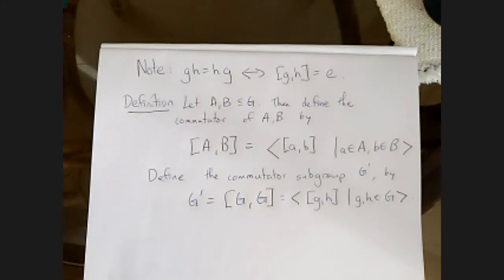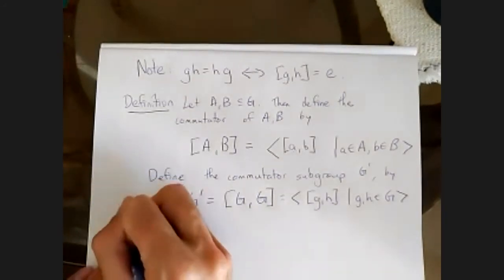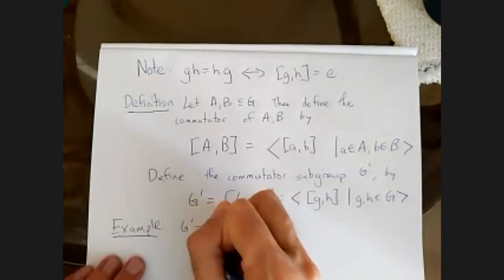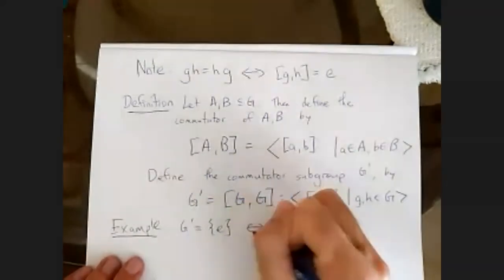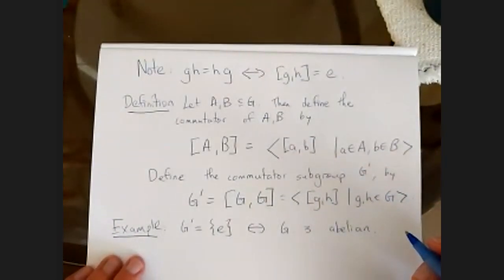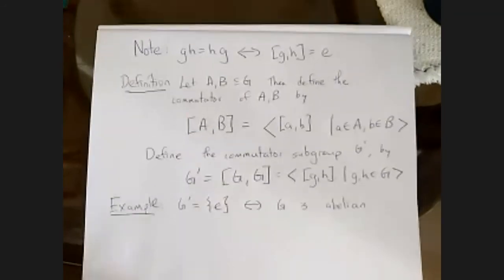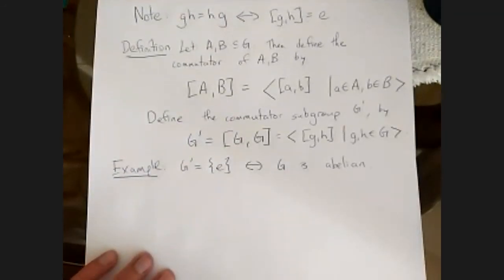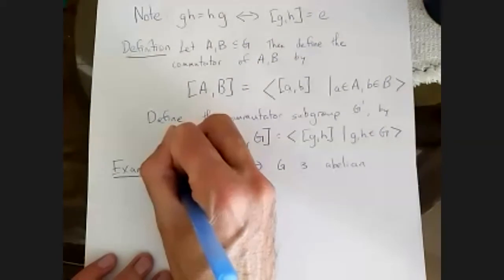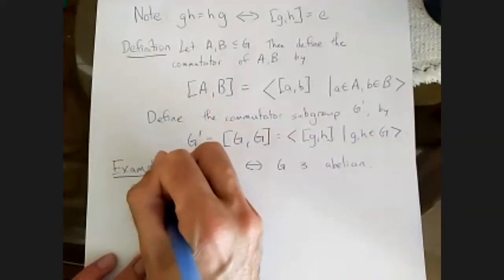Okay. What do I mean by that? Well, we just have a quick example. G prime is the trivial group if and only if G is abelian. Okay. Let's try and just see how to do that. So this example is to prove the statement.